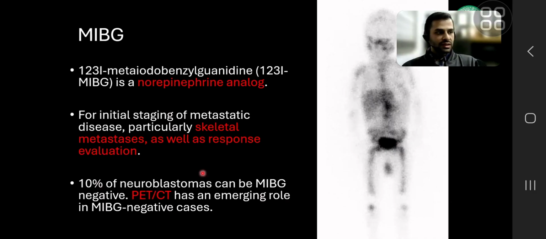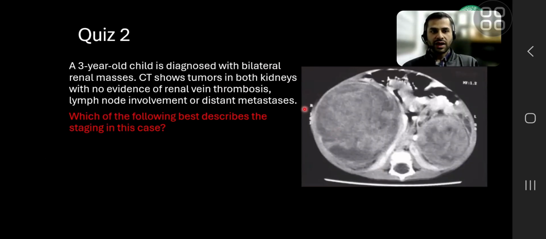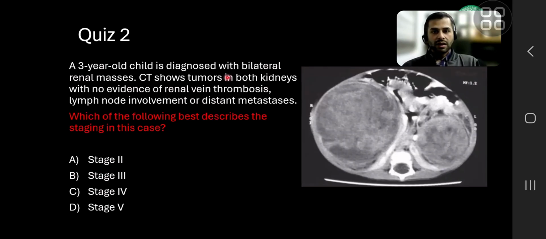So moving on to the next quiz, a 3-year-old child is diagnosed with bilateral renal masses. As you can see, CT shows tumors in both kidneys with no evidence of renal vein thrombosis, lymph node involvement, or distant metastasis. So what do you think is the best staging that is described? Stage 2? Is it stage 3? Or is it stage 4? Or is it stage 5? Can someone please run the poll?